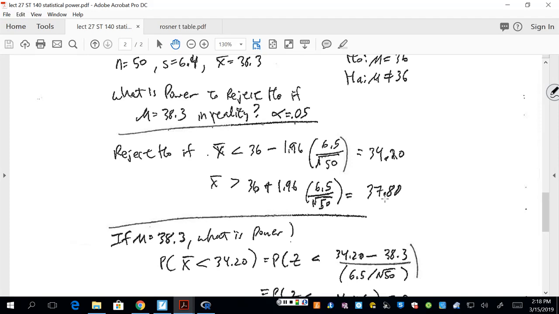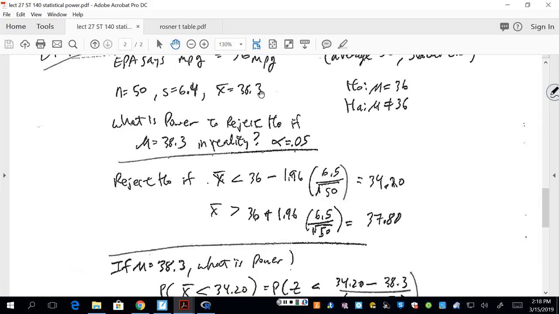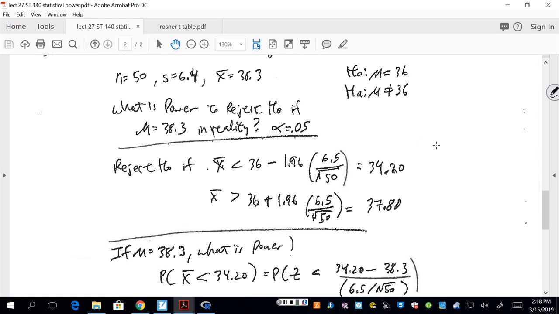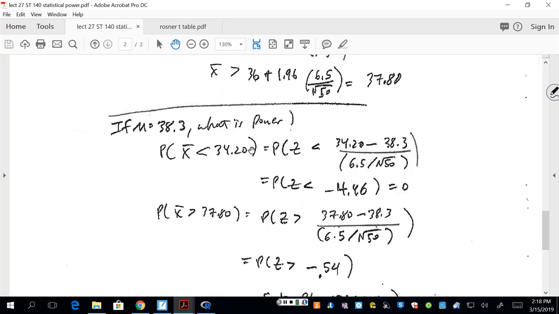But power is kind of a planning issue. If we really thought it was 38.3, what would be the chance we would reject? What's the chance if we tested 50 cars, we would get something above 37.8? It's going to be on that side because it's bigger. So the chance we're less than 34.2 or greater than 37.8, you add those two together, that gets power. The first one is almost 0. That's that little tiny tail way to the left on the wrong side, so that's not going to happen.